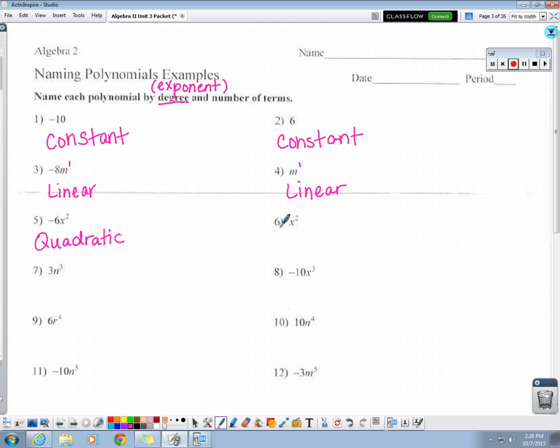Okay, so for the same reason, 6, which is just x squared, is also quadratic because its highest exponent is a 2, and a degree 2 polynomial is known as quadratic.